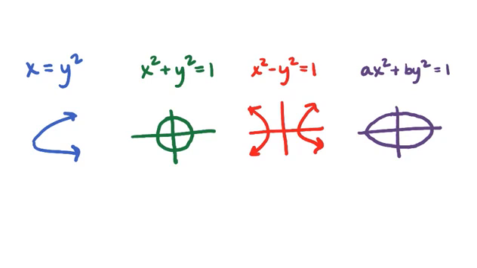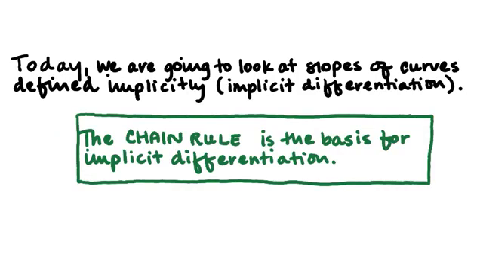These are all implicitly defined curves and things that we might want to find the slope of a tangent line for. Just stating our purpose here, today we're looking at the slopes of curves that are defined implicitly. We're going to call it implicit differentiation. And really, this is a vehicle for us to practice our derivative rules and to investigate the chain rule a little deeper. But the chain rule is the basis for what we're doing here. In all of the problems that we're going to do, we're going to have to be considering the chain rule.